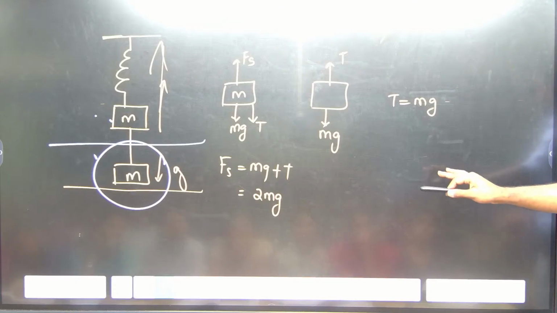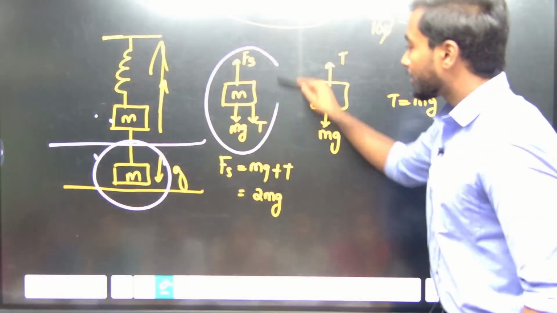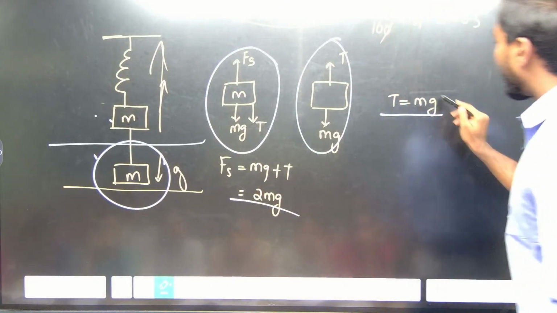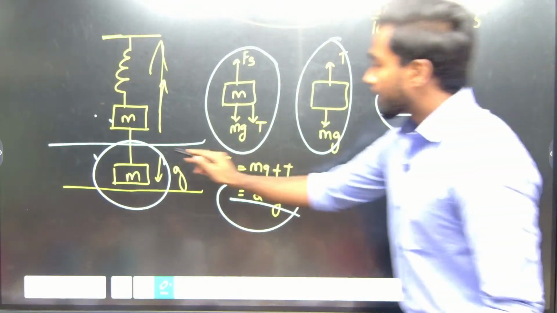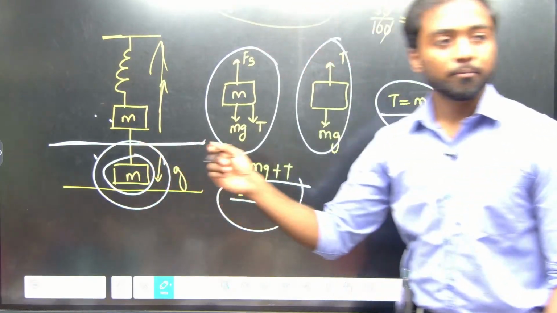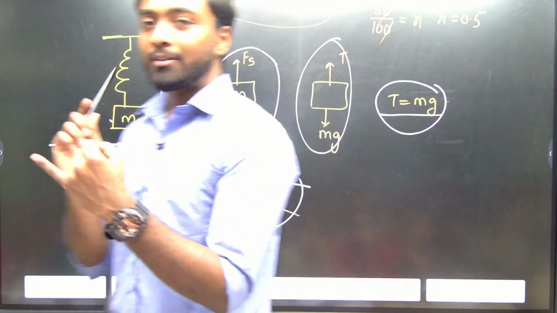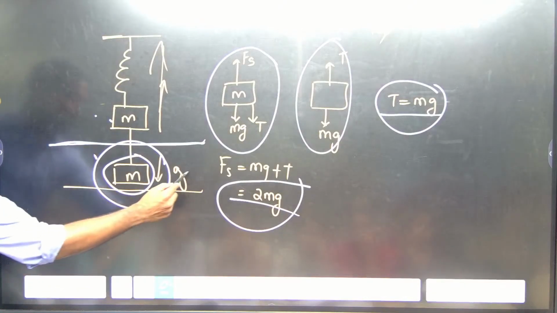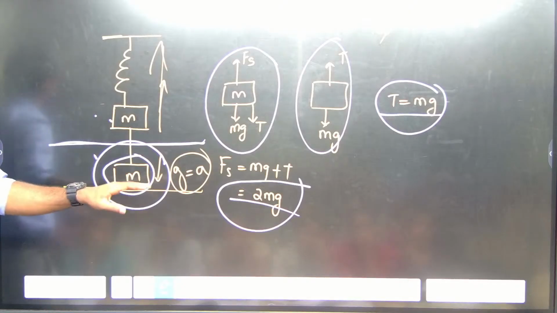Any doubt up to this point? So first I have taken the block, I have taken the free body diagrams and I have equated the equations. I got T equals mg, Fs equals 2 mg. Now I have cut the rope here. So what happened? It will be in free fall, no? Free fall means the object will go with whatever the acceleration due to gravity is. So can I say g will be equal to a? Is there any doubt up to this?